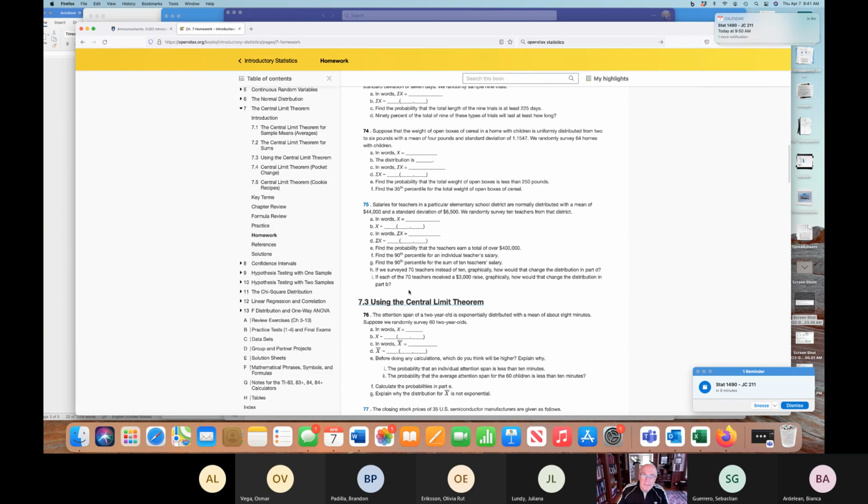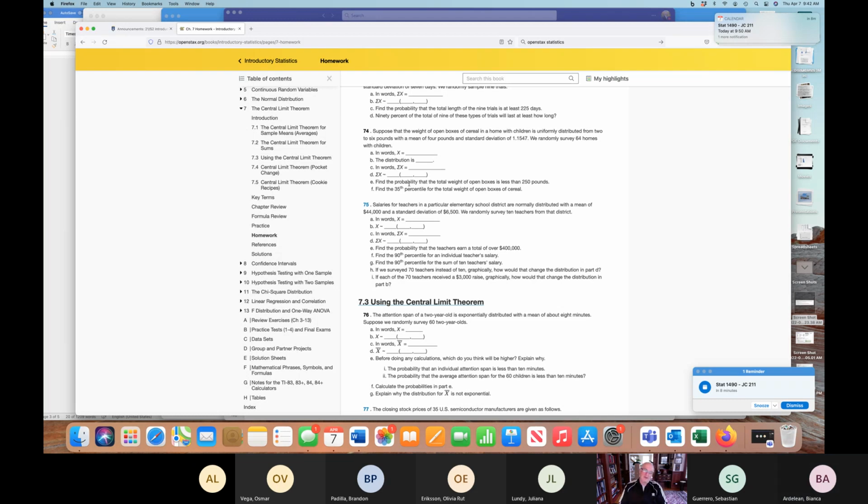All right, you tell me, what's the mean of the sum of this distribution? Open boxes of cereal at home are uniformly distributed from 2 to 6 pounds with a mean of 4 pounds and a standard deviation of 1.1547. We randomly surveyed 64 homes. What's the distribution of this sum? Bianca, this is for you. I don't know. Then why were you asking about E and F if you hadn't done D yet? Wait, total weight of open cereal boxes.